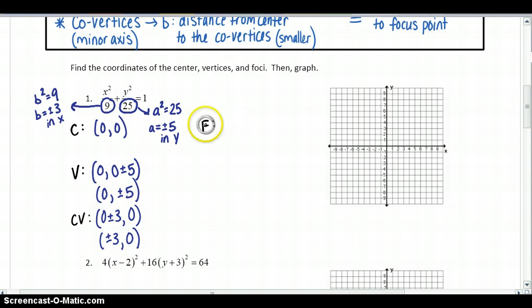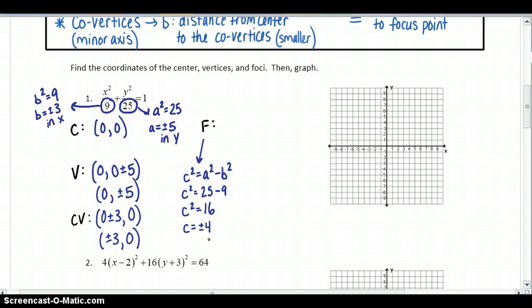Alright, the last piece we need are our foci, which means we need to use our foci equation. So that equation is c squared equals a squared minus b squared. Be careful with that equation. I know it can be kind of challenging since it's similar to the Pythagorean theorem but different because it's minus instead of plus. So just be careful. Alright, in this case a squared is 25 and b squared is 9. So 25 minus 9 is 16, and that means c is going to be plus or minus 4.